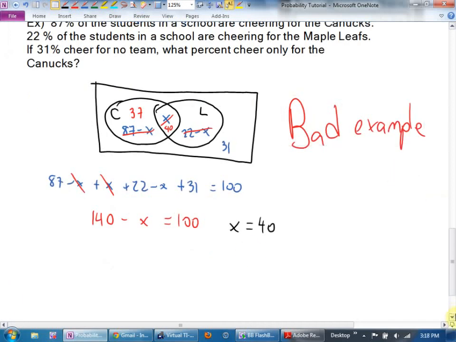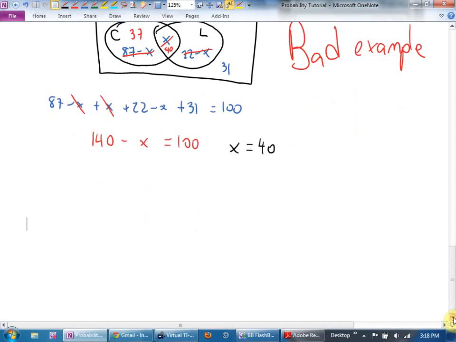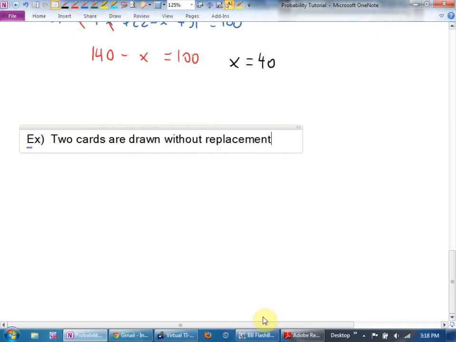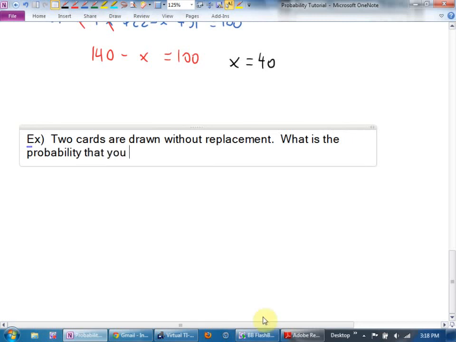We used OR, we used Venn diagrams, then we moved on to the notion of a tree. So we could do something like this. Two cards are drawn without replacement. What is the probability that you get at least one face card?